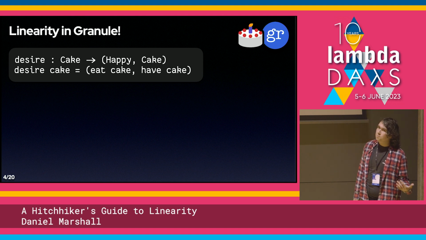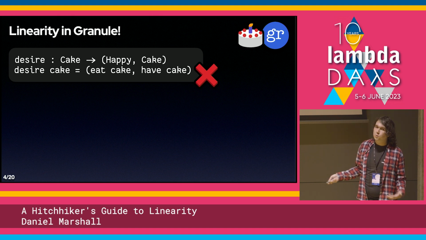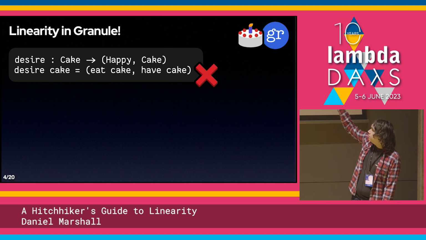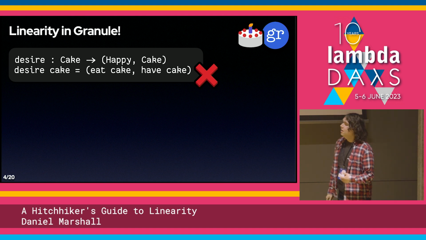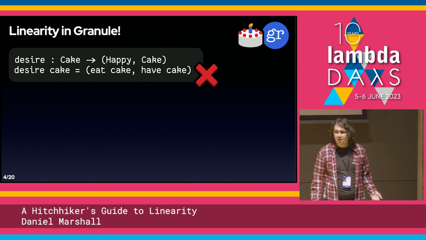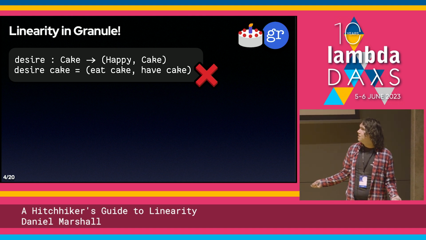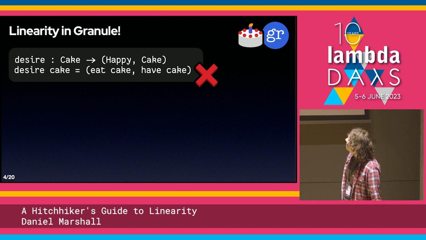So for exactly the same reason as on the previous slide, this function would not compile in Granule. You would get a type error, because on the right-hand side, we've used the linear value of type cake twice, and we're not allowed to do so. Now, you might be thinking, okay, well, if your values are linear by default, how on earth am I ever going to get anything done in programs in this language? It's going to be a massive pain. And you would be right to think so.